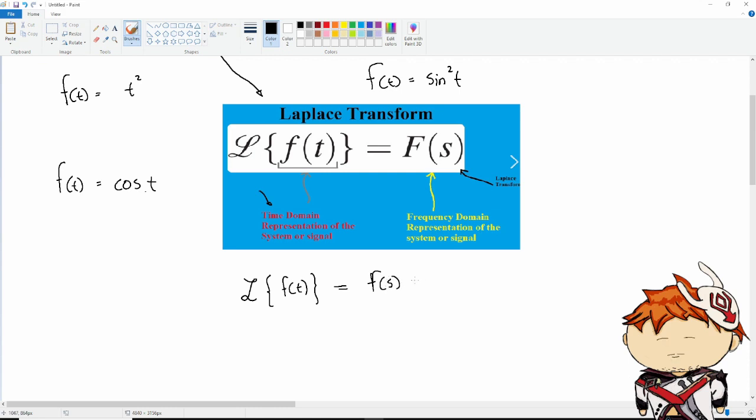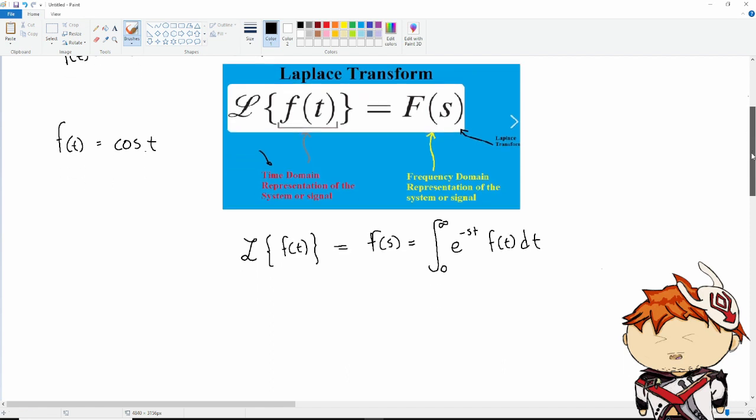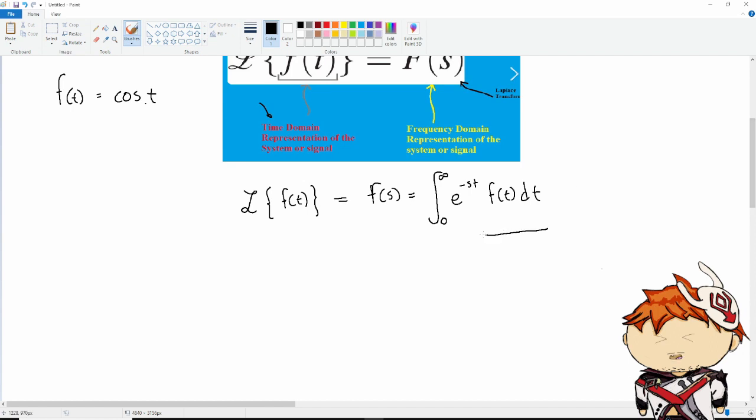And it will turn into a function of s. But in order to turn that, we need to integrate our function of t with respect to time, dt, multiplied by e to the negative st, with the upper limit of infinity and 0 on the lower limit. So this is the basic formula for Laplace transform.